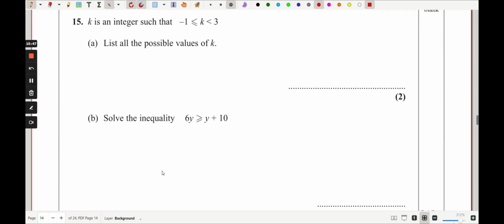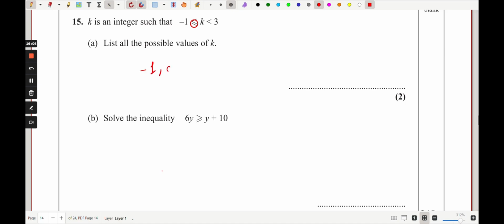Now k is an integer such that k is greater than or equal to minus 1, less than 3. List all the possible values of k. So here they are just looking for integers. So minus 1 is included because there is an equal sign here.